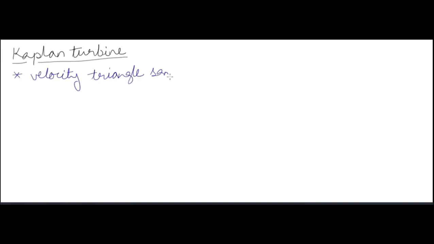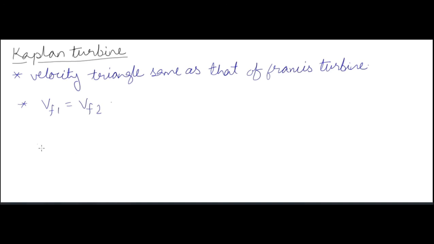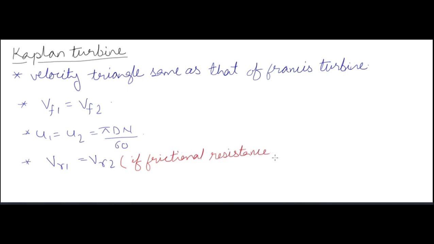Now in the Kaplan turbine, the velocity triangle is the same as that of the Francis turbine. You have to make the same velocity triangle, but in the Kaplan turbine, Vf1 is equal to Vf2. You have to consider these terms. Always in the Kaplan turbine, Vf1 is equal to Vf2 and U1 is equal to U2 is equal to pi D N by 60. D is the pitch diameter, N is RPM.